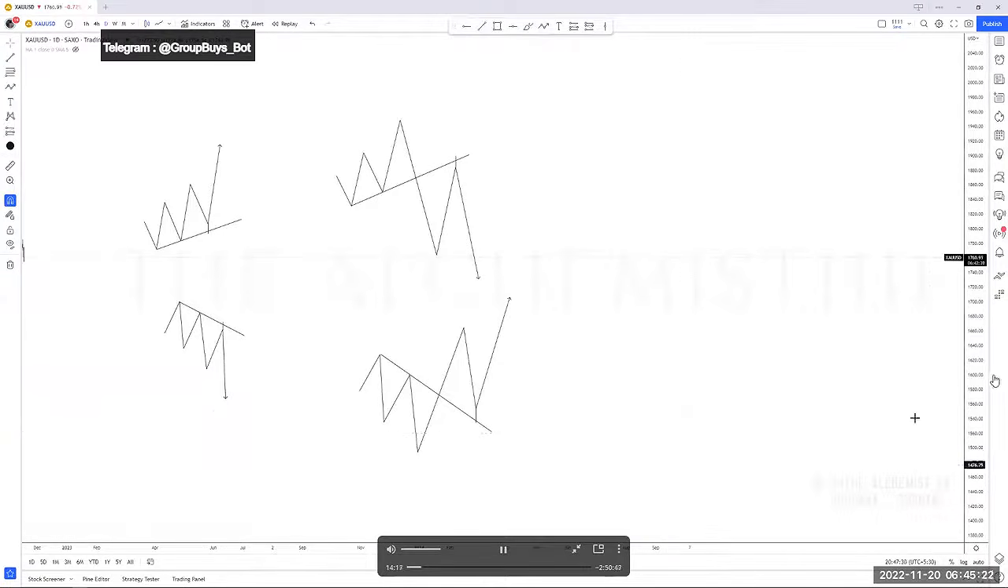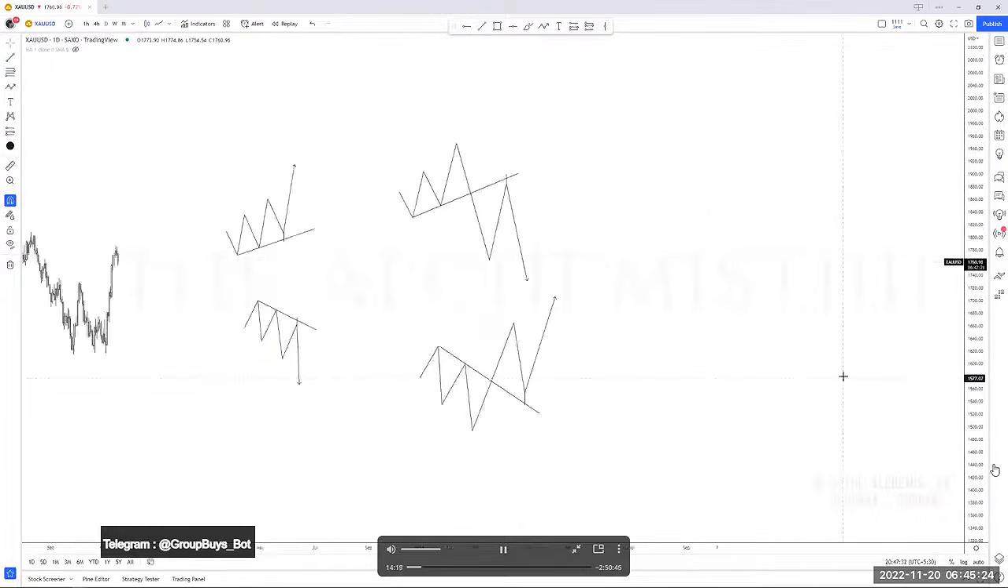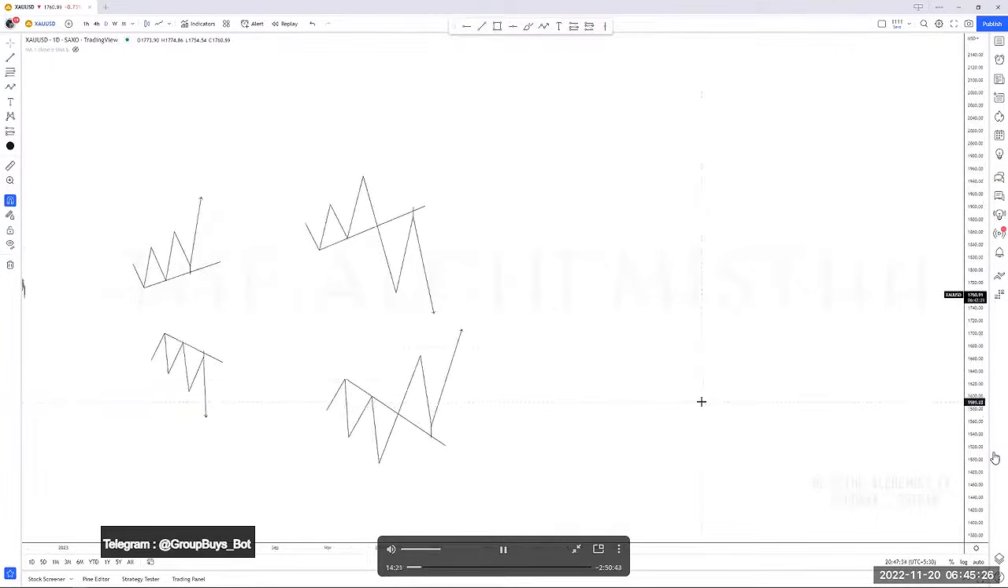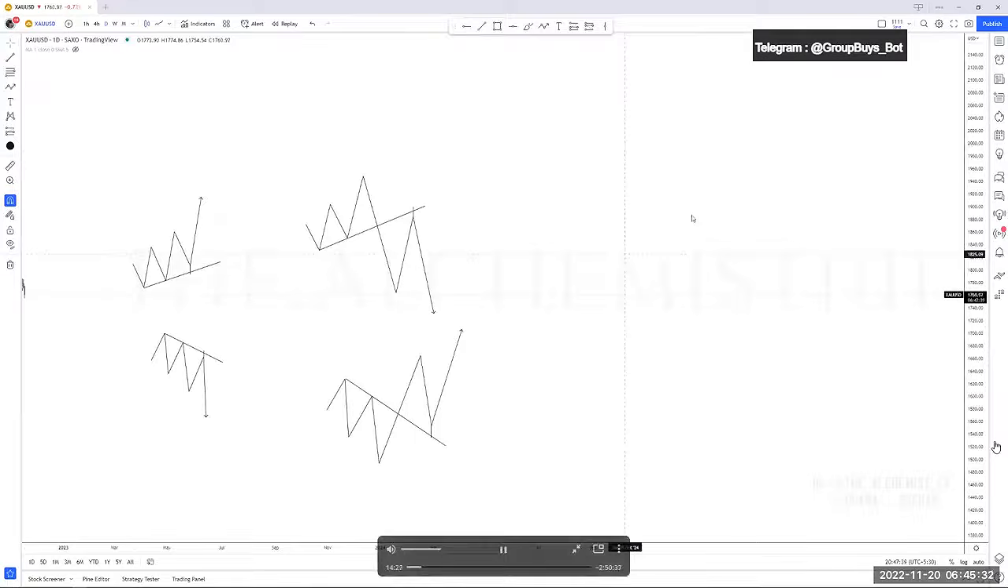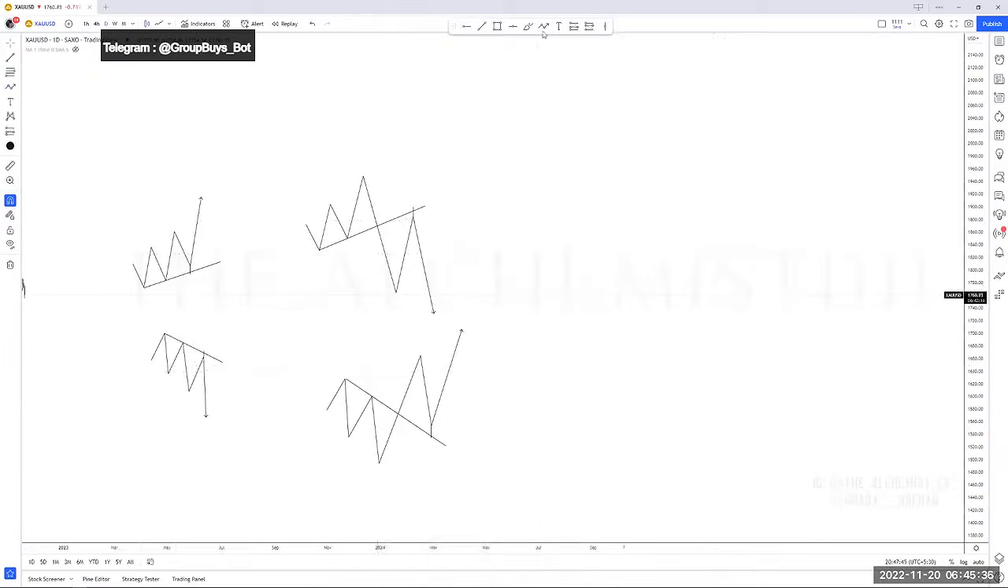Now the next one will be a reversal trend line. Not something that I love, but you can use it, because when a reversal trend line appears with other confluences, you can assume that the market is going to change its trend. So it will be something like this.